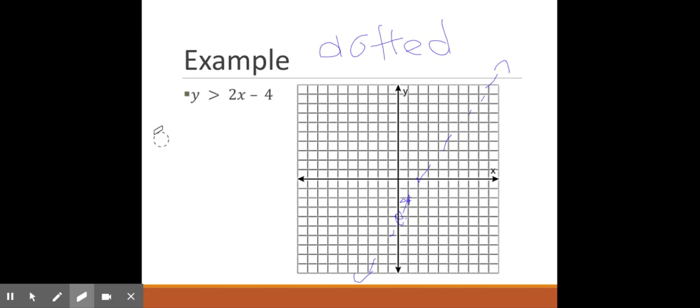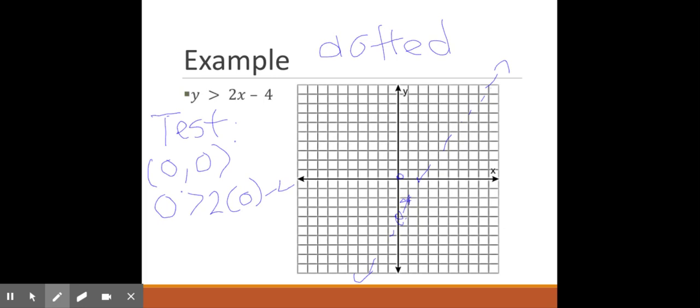So on your homework, I think you noticed there is a spot where it says test. So we are going to test a point, and since the point 0, 0 is right here and not on our line, I'm going to test the point 0, 0. So is 0 greater than 2 times 0 minus 4? Well, 2 times 0 is 0, and 0 minus 4 is negative 4. So is 0 greater than negative 4?